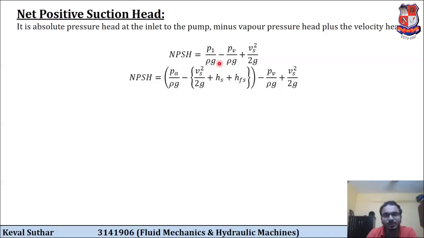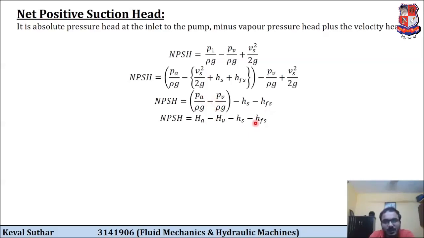Now instead of P1 upon rho g, we can write this equation, that is P1 by rho g is equal to Pa by rho g minus the bracket Vs square by 2g, that is the velocity at suction. Hs is the suction head and Hfs is the loss of head in the suction pipe, minus these two terms, the other terms are as they are. So by eliminating a few terms, we can finally get Pa upon rho g minus Pv upon rho g minus Hs minus Hfs, and then NPSH can be written as: this term is atmospheric head Ha, Pv by rho g is vapor head, minus Hs minus Hfs. So this is net positive suction head.